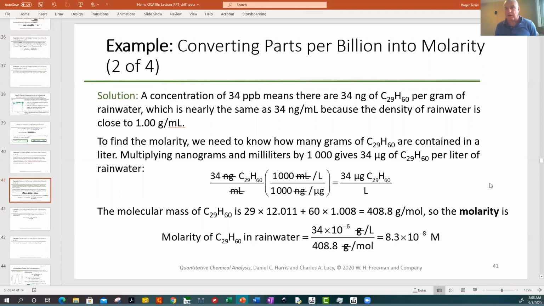molarity calculation there, right? So C29H60 is 29 times 12, 60 times 1, is 409, roughly, right? And then 34 grams, 34 times 7 minus 6, right? This is micrograms, 34 micrograms over 408 grams per mole is 8.3 times 10 to the minus 8 molar, right? So it's 6 and then 7, 8, something like that. So that looks correct, right?